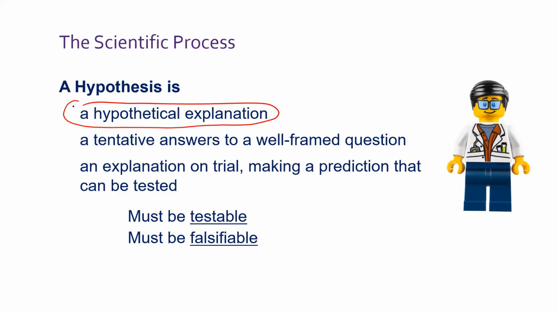The best hypotheses are testable and also falsifiable. So that means if I have a hypothesis, a good one is something that we can actually test, right, by observing or doing an experiment. A bad hypothesis is something we can't test, right?